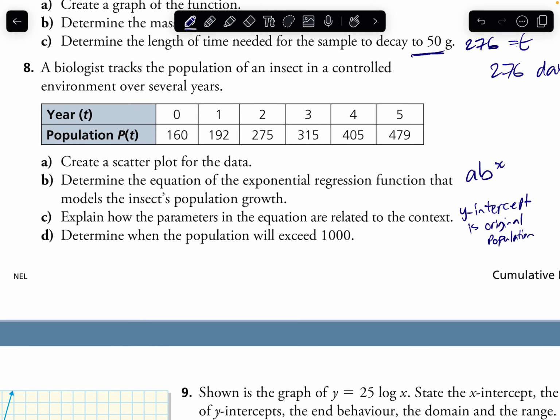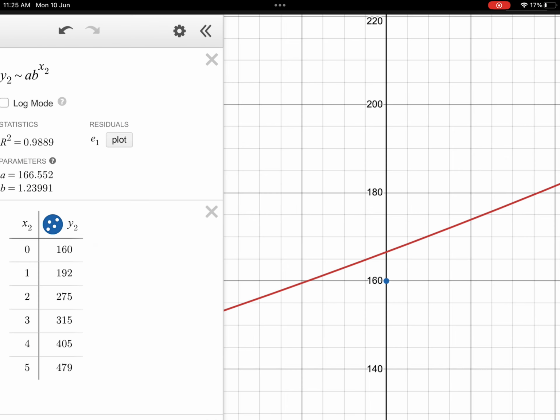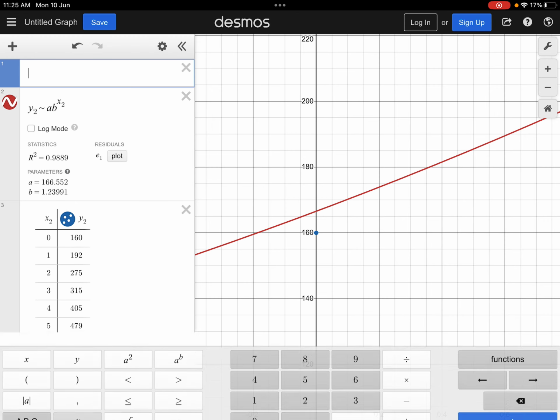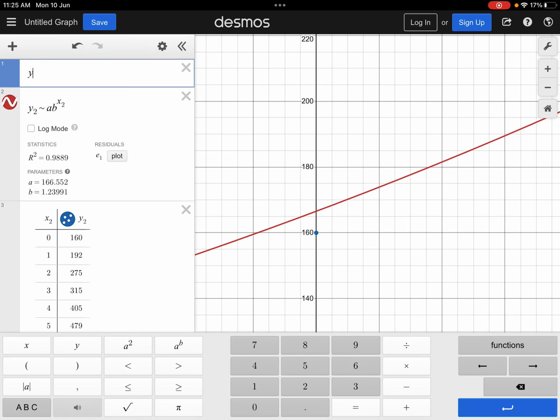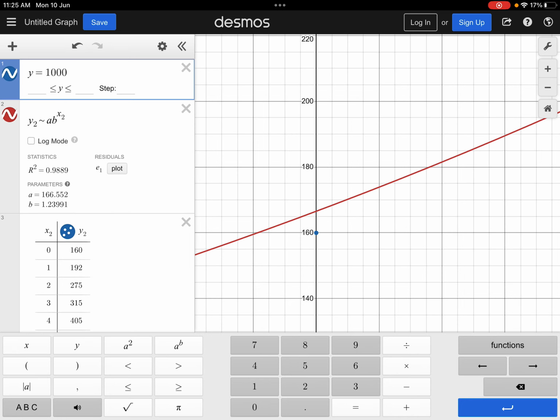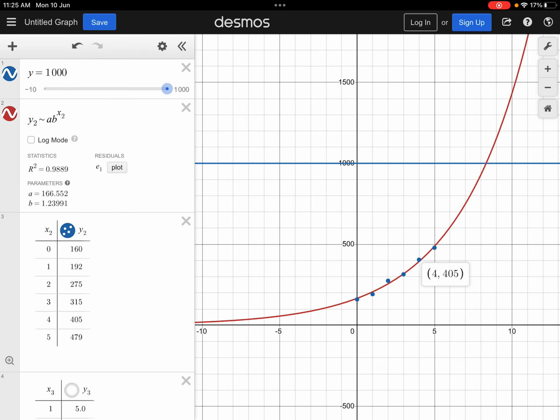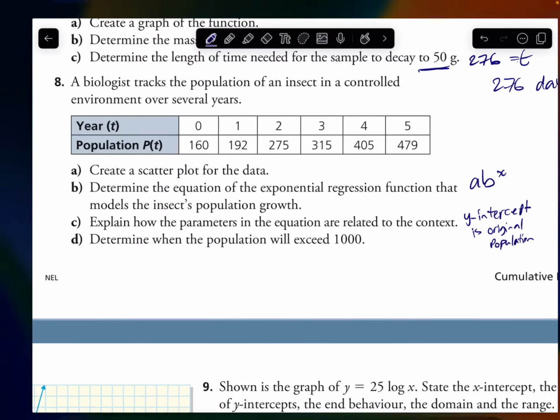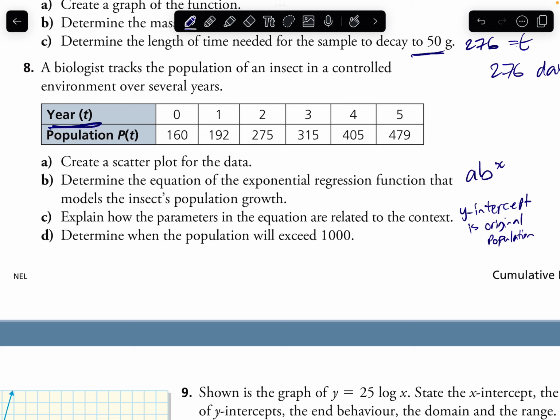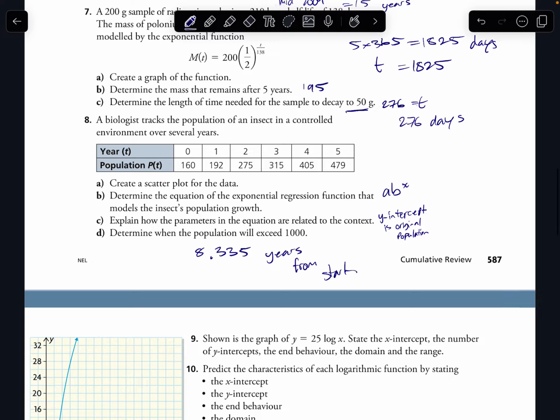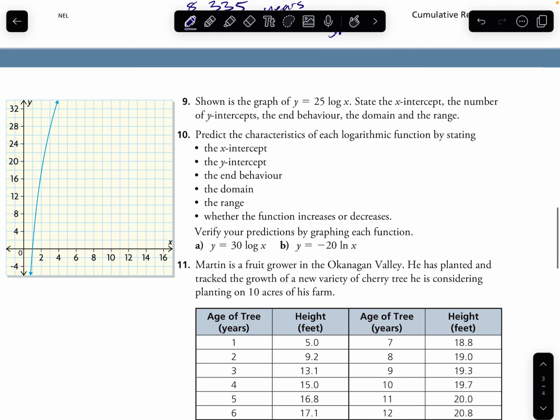Determine when the population will exceed 1,000. Come over here. Plot the expression y equals 1,000. And zoom out. Find that point, 8.335. And t is defined as years, so 8.335 years.